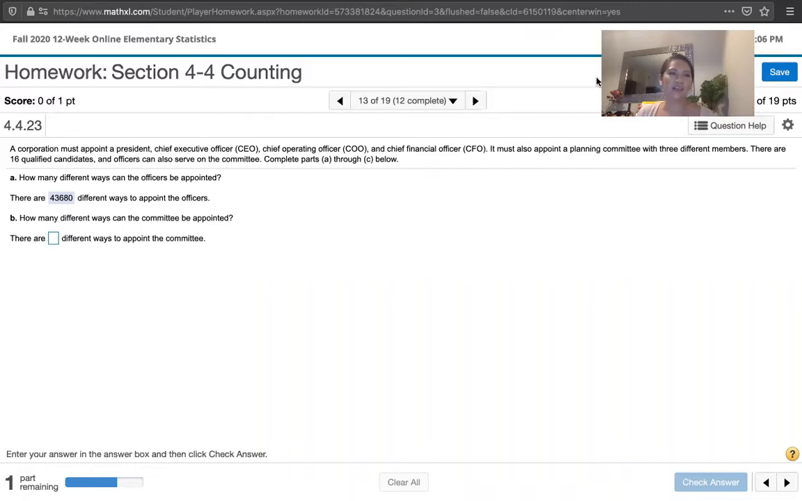The question says, a corporation must appoint a president, a chief executive officer, a CEO, a chief operating officer, that's a COO, and a chief financial officer, that's a CFO. It must also appoint a planning committee with 3 different members. There are 16 qualified candidates, and officers can also serve on the committee. Then we're asked to complete parts A through C below.